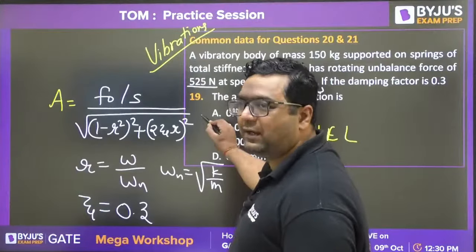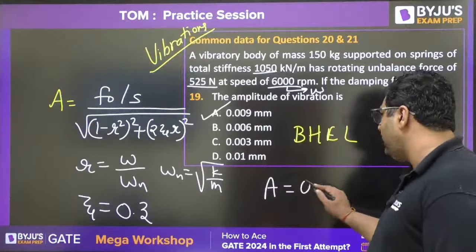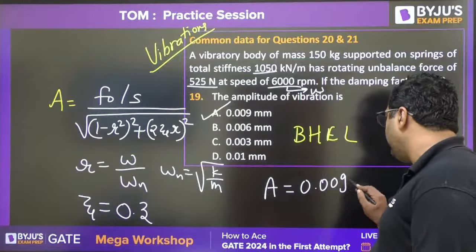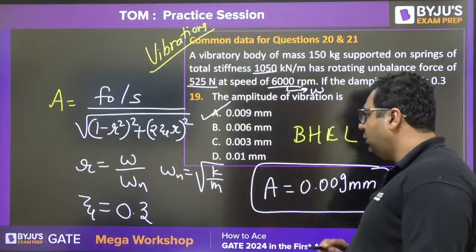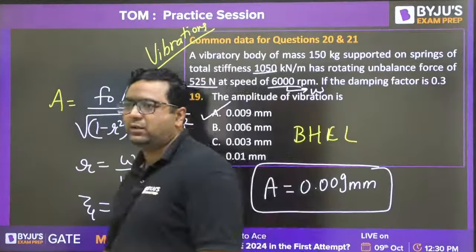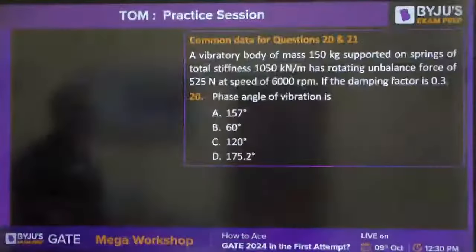The answer will be A. Amplitude will be coming out to be 0.009 mm. Okay, A will be the right answer. Very good, Kiran. Moving to the last question, guys.